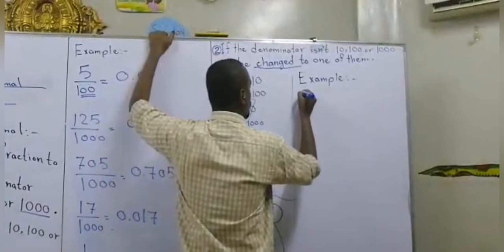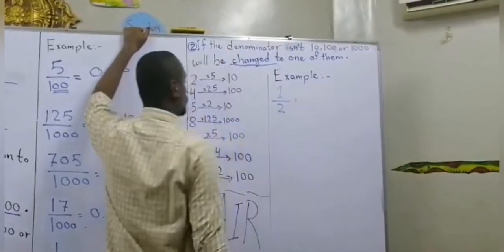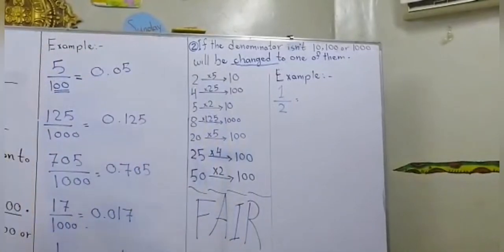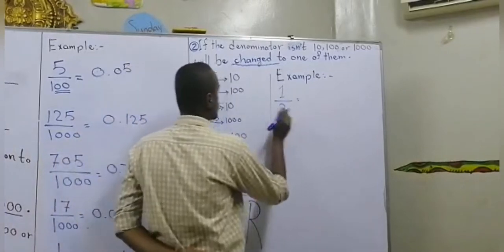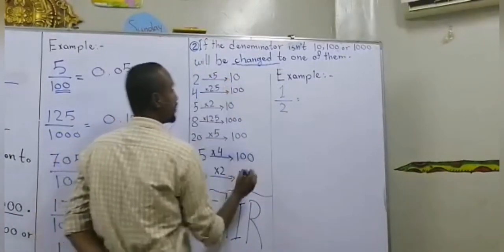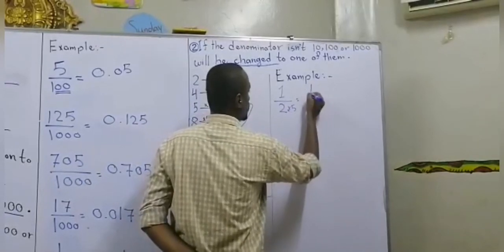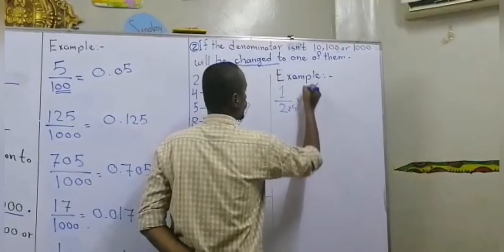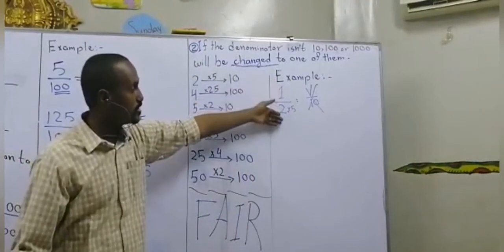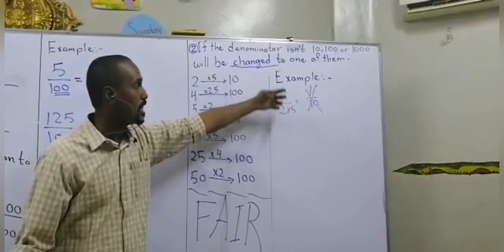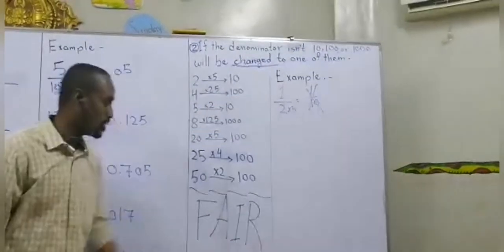For example, if I have 1 over 2, I know 1 over 2 is half, 0.5. So what should I do? I said I should multiply the denominator. If it's 2, I'm going to multiply the denominator by 5. So is it going to be 1 over 10? No. Always when I deal with fractions, if I multiply the denominator by a number, I must multiply the numerator by the same number. You must be what? Fair.